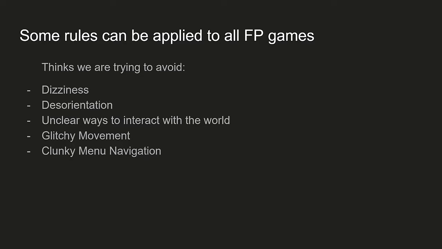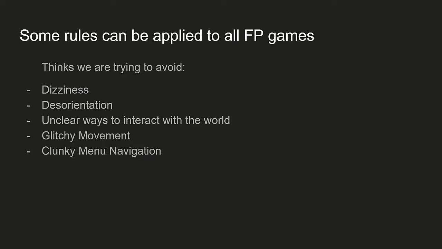Okay, and these are the things that we want to avoid in almost all first-person games. Of course, what we want to avoid is dizziness, disorientation, unclear ways to interact with the world, as we have seen before, glitchy movement, and clunky menu navigation. Okay, dizziness and disorientation, these are easy.